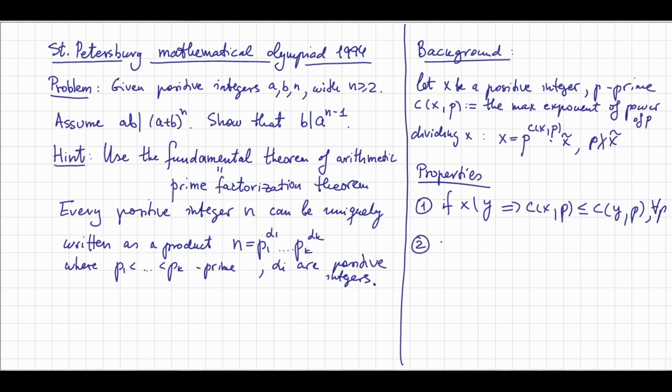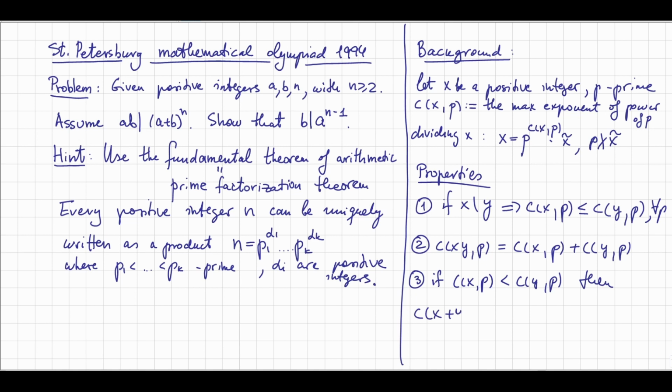Second, we have a formula for c(xy,p) for the product. This is simply the sum of the exponents. This makes sense. And finally, if c(x,p) is strictly less than c(y,p), then we can also say that c(x+y,p) is equal to c(x,p).